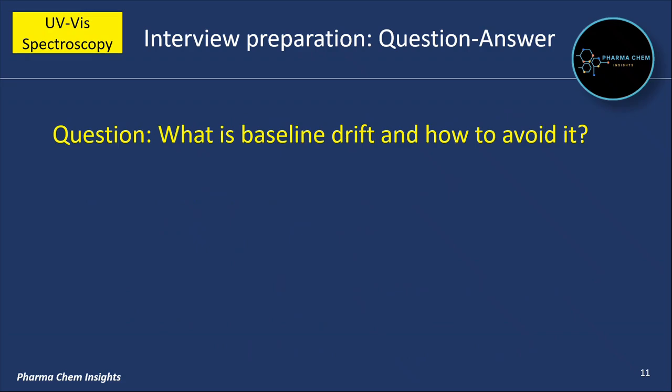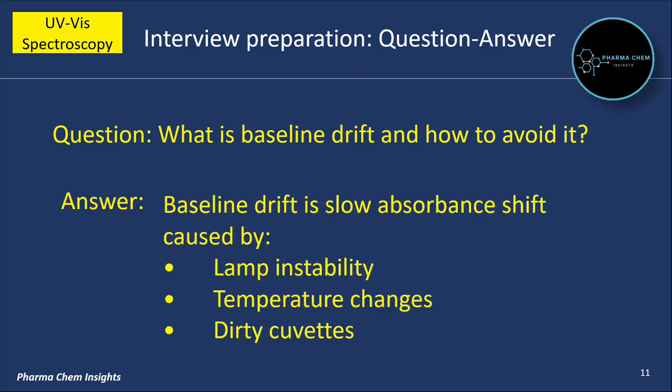Next question, what is baseline drift and how to avoid it? So answer is, baseline drift is slow absorbance shift caused by first lamp instability, second, temperature changes, third, because of dirty cuvettes.